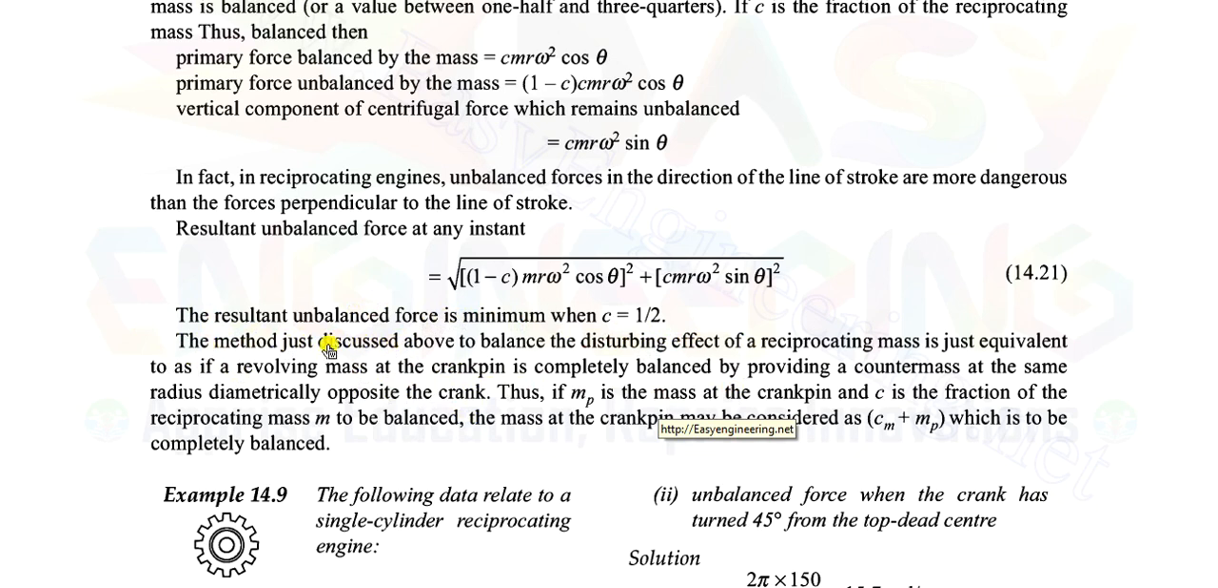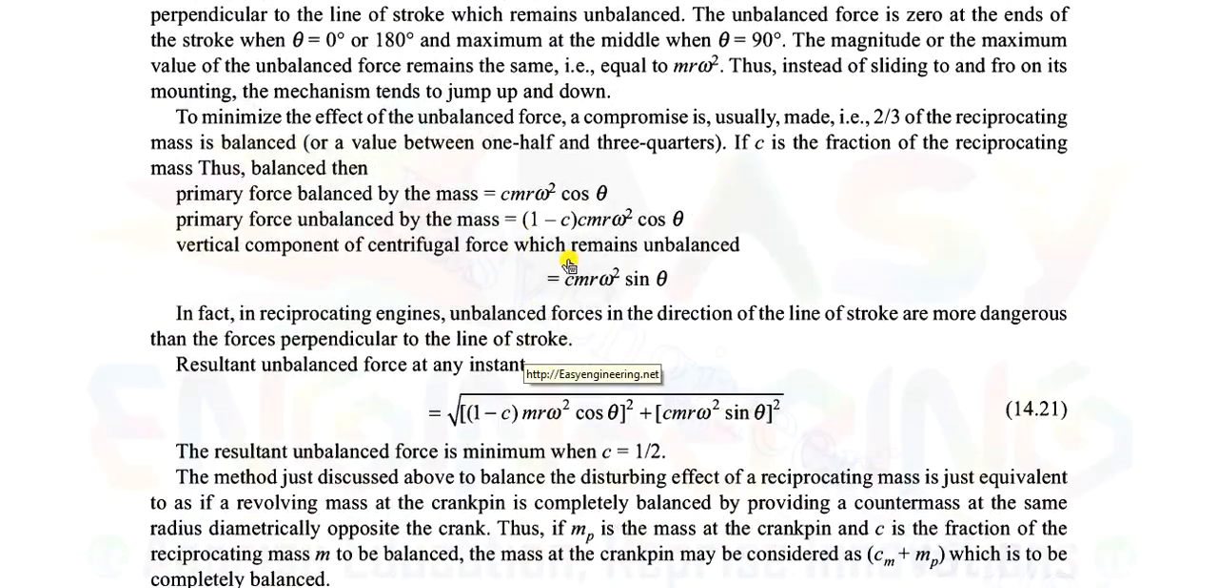Now a very important point: the method just discussed above to balance the disturbing effect of a reciprocating mass is equivalent to as if a revolving mass at the crank pin is completely balanced by providing a counter mass at the same radius diametrically opposite to the crank. Thus, if Mp is the mass of the crank pin and C is the fraction of the reciprocating mass M to be balanced, the mass at the crank pin may be considered as Cm plus Mp, which is to be completely balanced. So we were talking here about reciprocating unbalance.